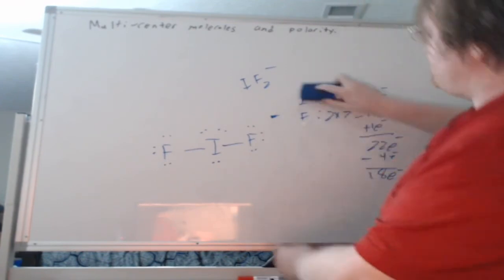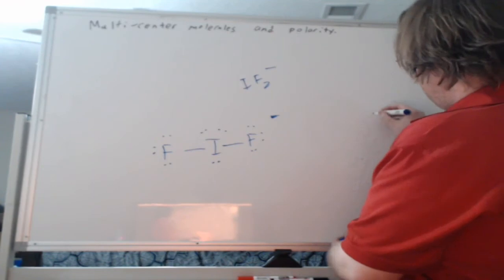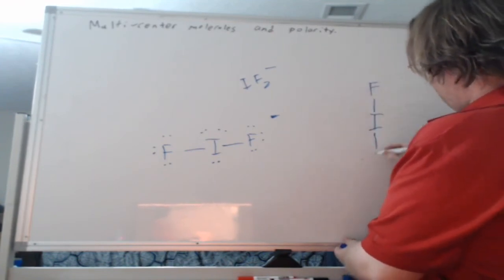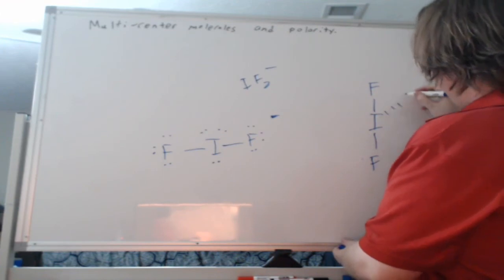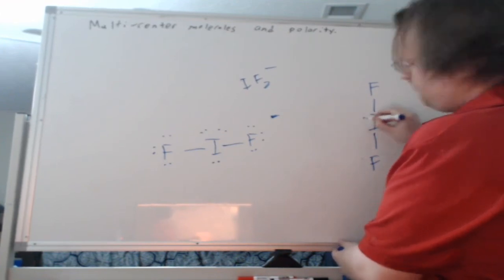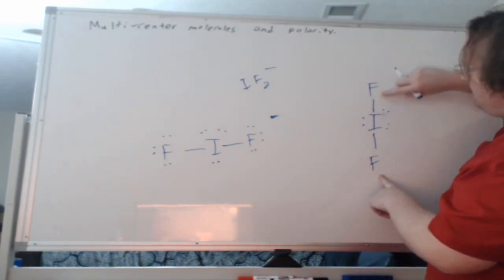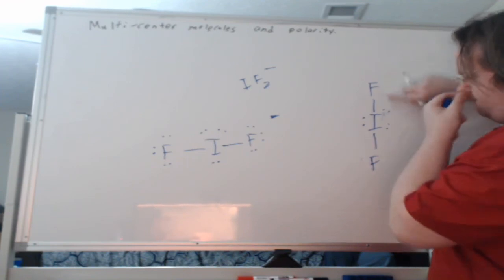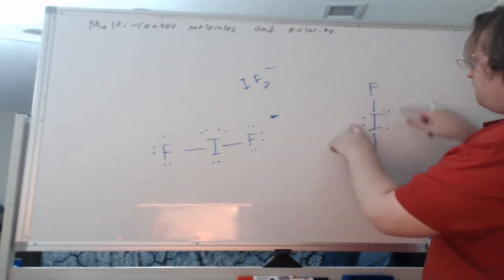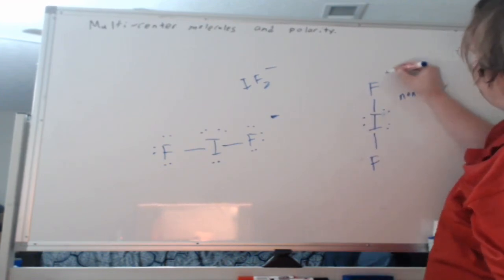So now if I instead draw that in its actual shape, we have an iodine in the middle, 2 fluorines on top, and we have our 3 lone pairs around the middle. So again, these are the only 2 other atoms, and even if they're pulling on the electrons opposite each other, these 3 lone pairs are all able to balance each other out. So even though you end up with lone pairs, this ends up as a nonpolar molecule.